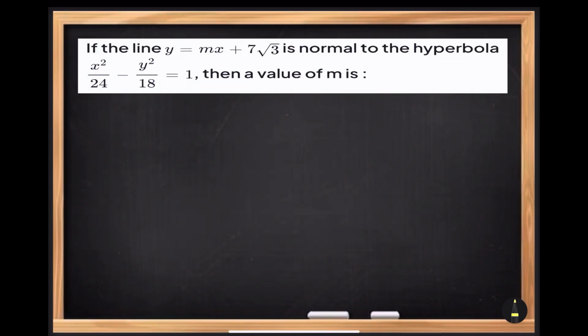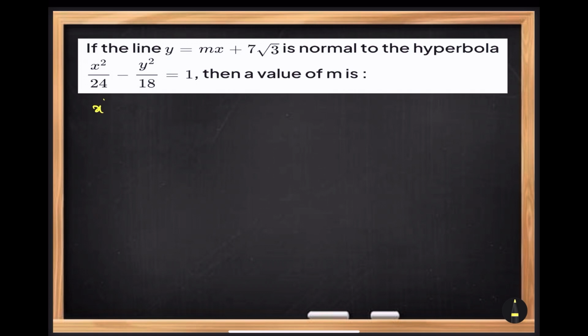Okay, so look at this beautiful question. If the line, so this line is the normal, they have already given you the equation of the normal to the hyperbola, and you have to find the value of m. Okay, so let's try to solve this one.